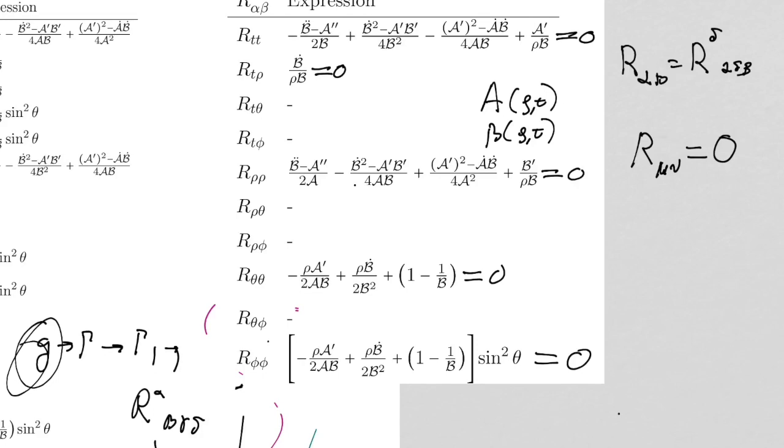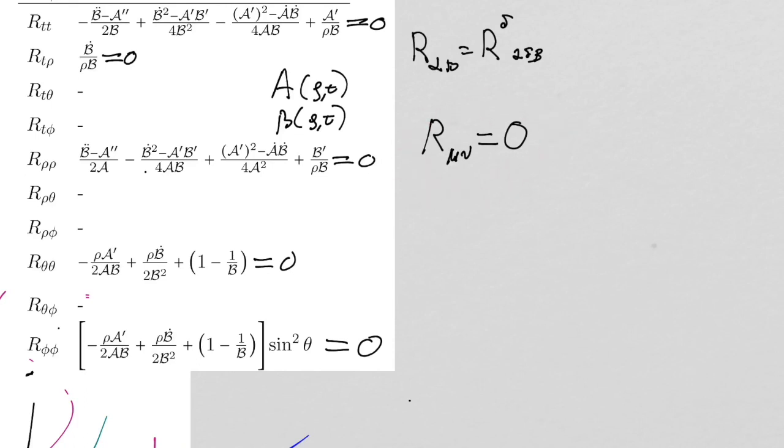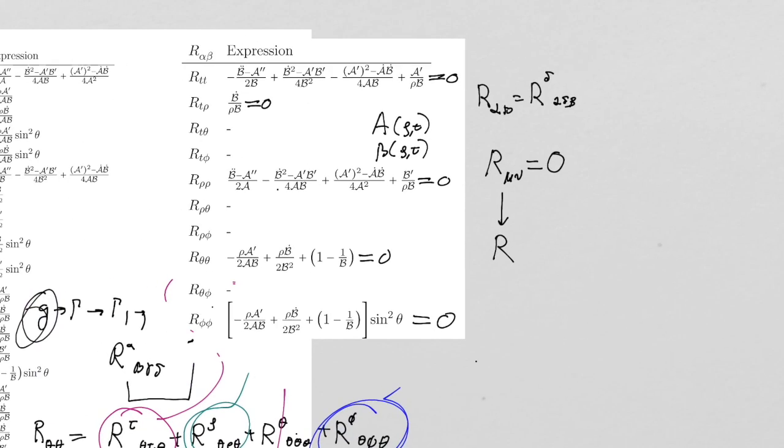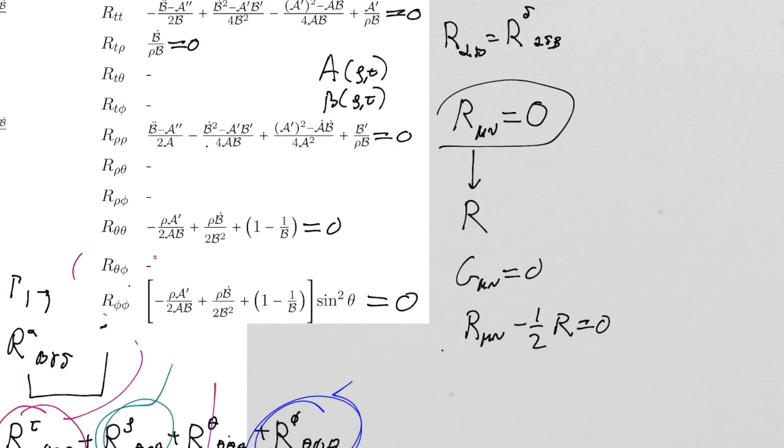Well, one thing I should say before we move on is this expression for the Einstein equation, we could have climbed the mountain one step higher, right? We could have calculated r also. We could have taken these components here and fully contracted them to calculate the curvature scalar. And then instead of saying this, we could have said g mu nu equals 0, which would have been r mu nu minus 1/2 r equals 0.